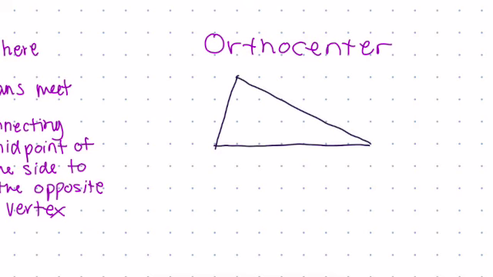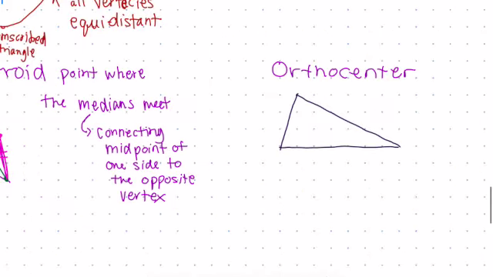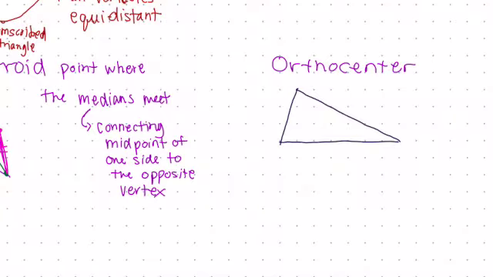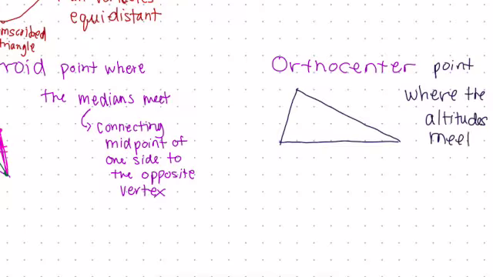So the orthocenter is the point where the altitudes meet. And you might be thinking, well, what's an altitude? It's the height.